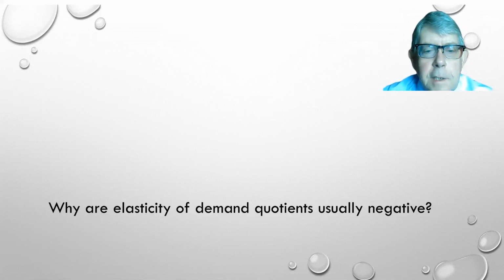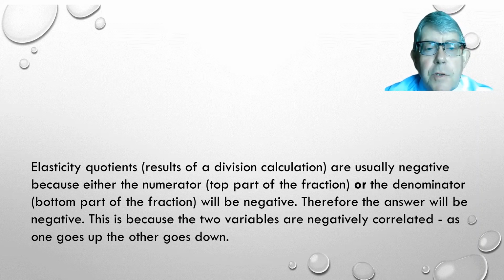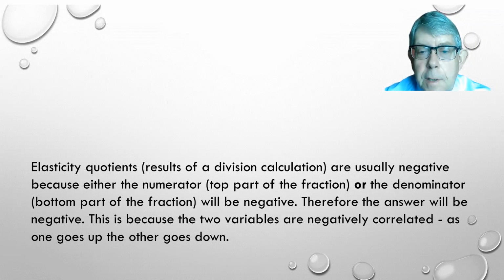Why are elasticity of demand quotients usually negative? Now, this is something that really puzzles students. Elasticity quotients, that is the results of a division calculation, are usually negative because either the numerator, that's the top part of the fraction, in this case the quantity demanded, or the denominator, which is the bottom part of the fraction, which is price, will be negative. Therefore, the answer will always be negative.